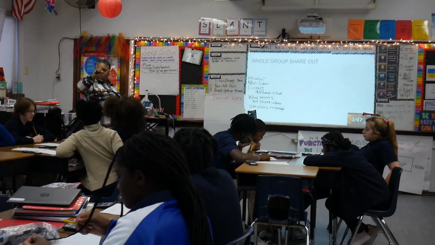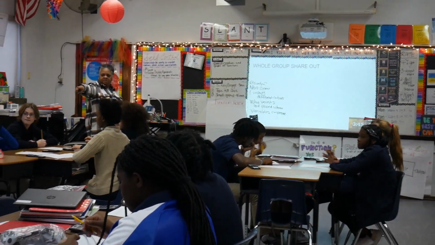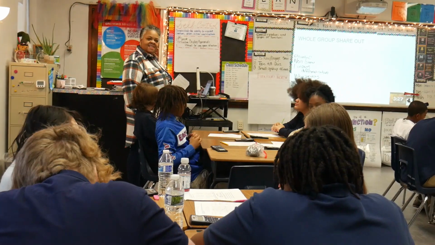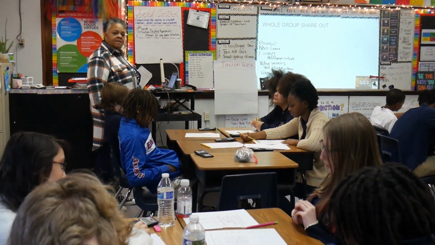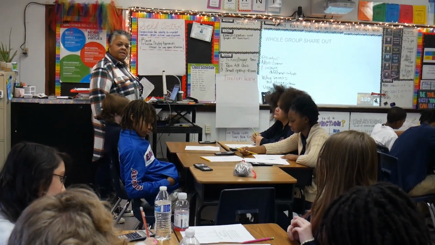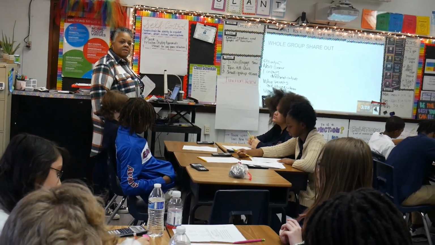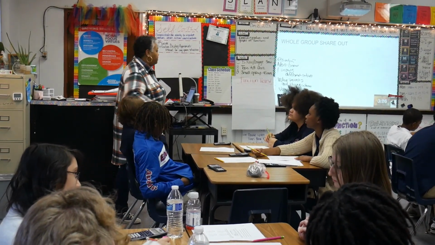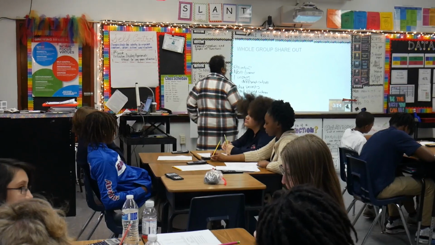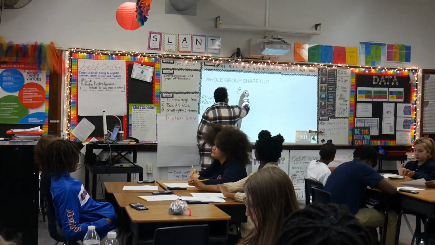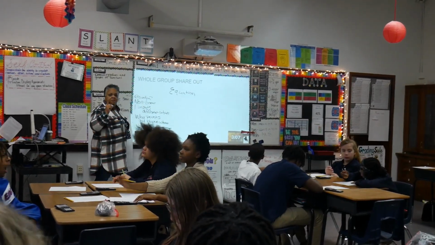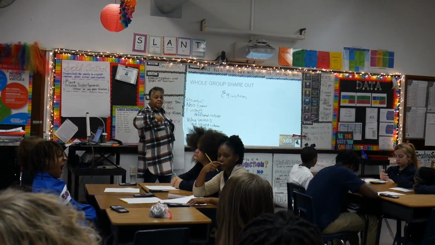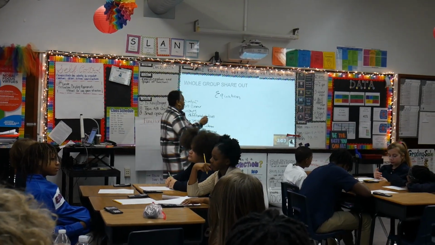I want to start with Holly because you had a strategy similar to a couple other people. Would you share what you did? First, I looked at the equation, and then I put in what was for the S and the M in the graph to further understand the situation. Okay, so you use the equation and then you input the values from the table.